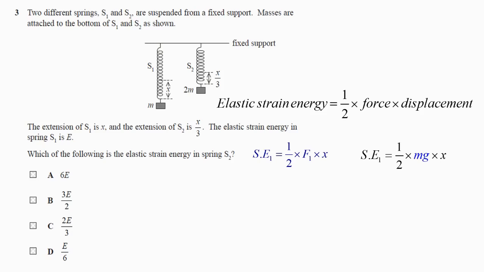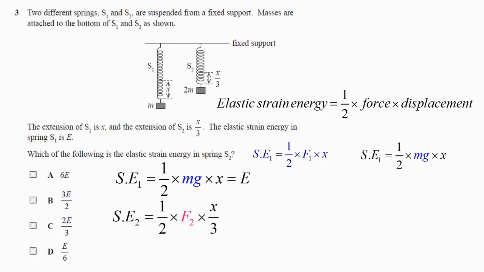So the corresponding force is the weight of the mass. So we will get half into mg into x. That is the strain energy stored in the first spring. It is already given in the question itself that the elastic energy stored in the first spring is equal to capital E. That means half into mg into x is equal to E.